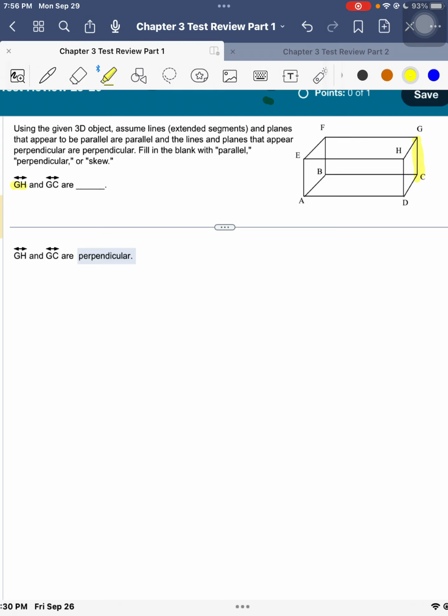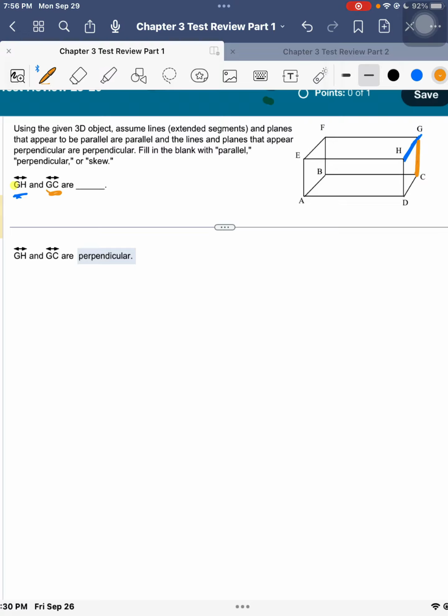Line GC, which is right here, and line, oh no, it's GH, and line GC, where's GC? I messed up here. So GH is where? Where's GH? Right here. And GC is right here.